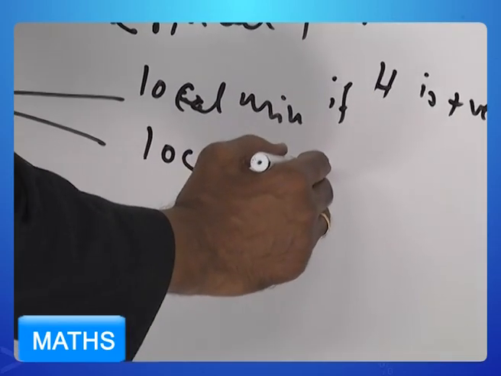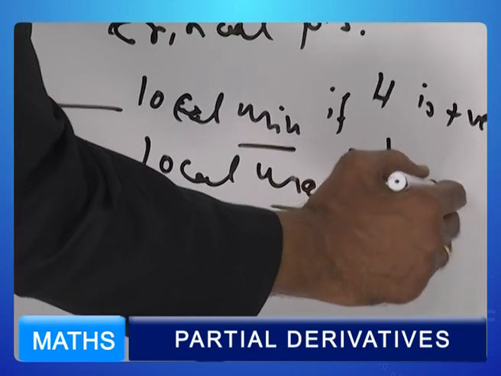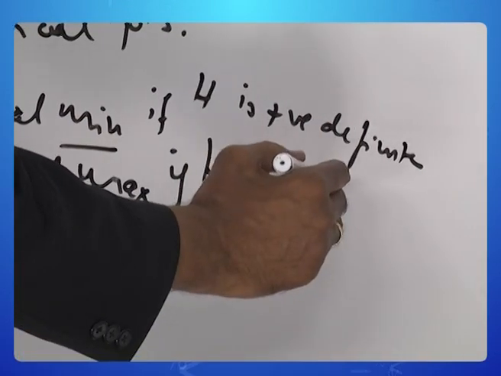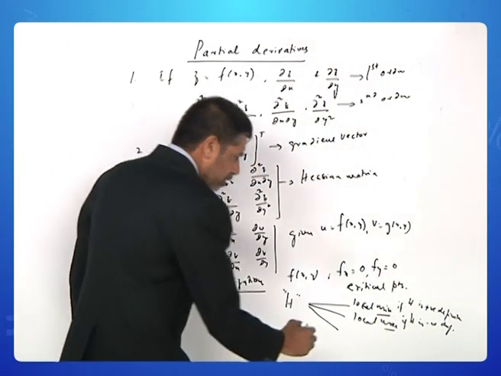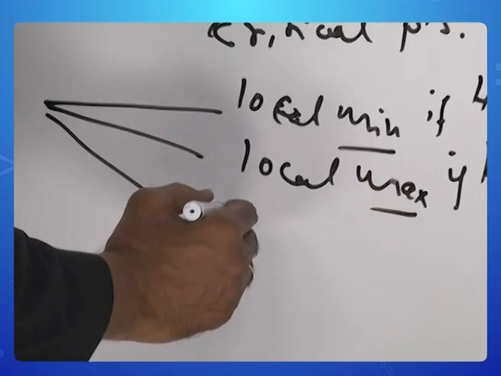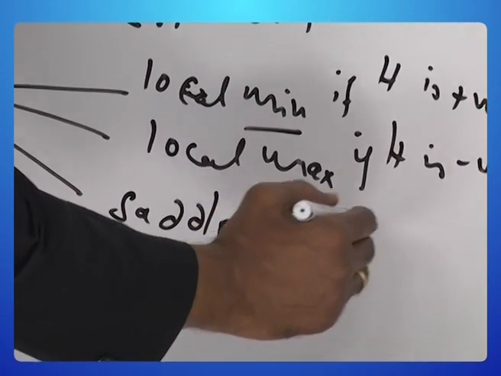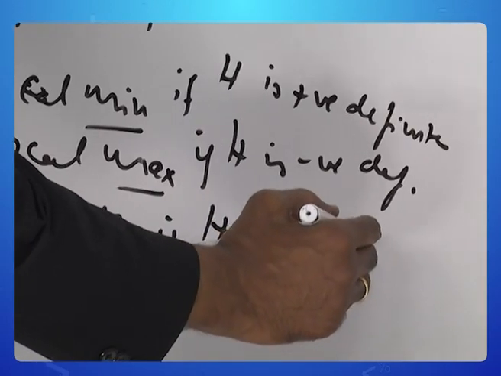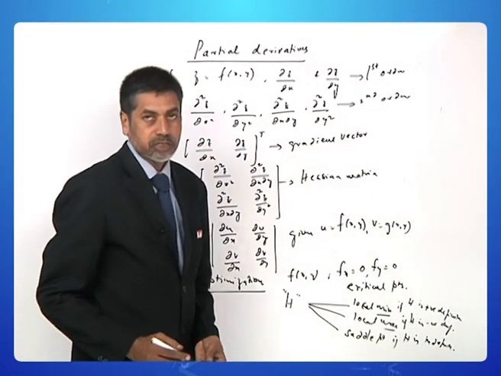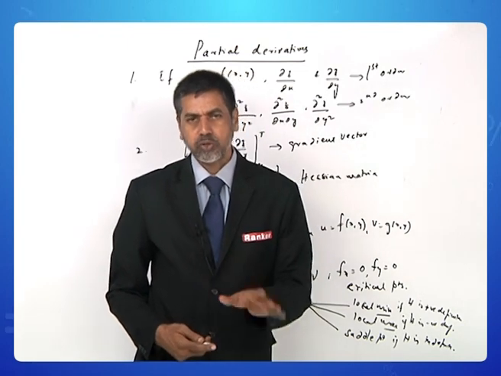You will get a local maximum if H is negative definite. And finally, you get a saddle point if H is indefinite. So there are three possible scenarios with respect to function optimization. Of course, when there are no constraints.